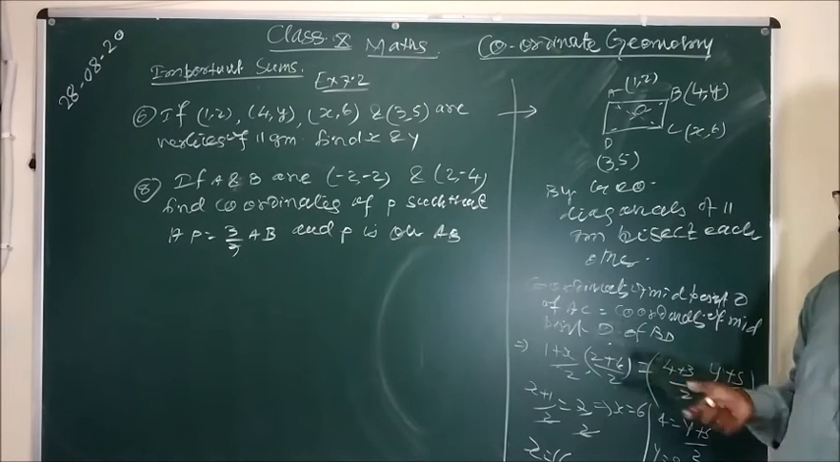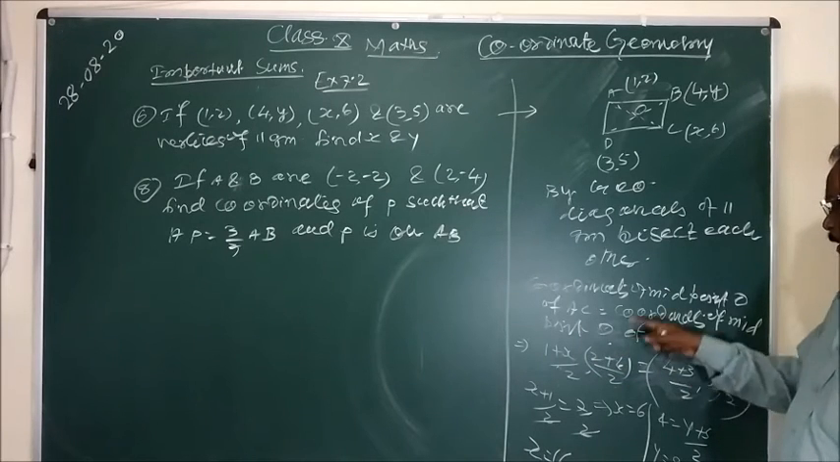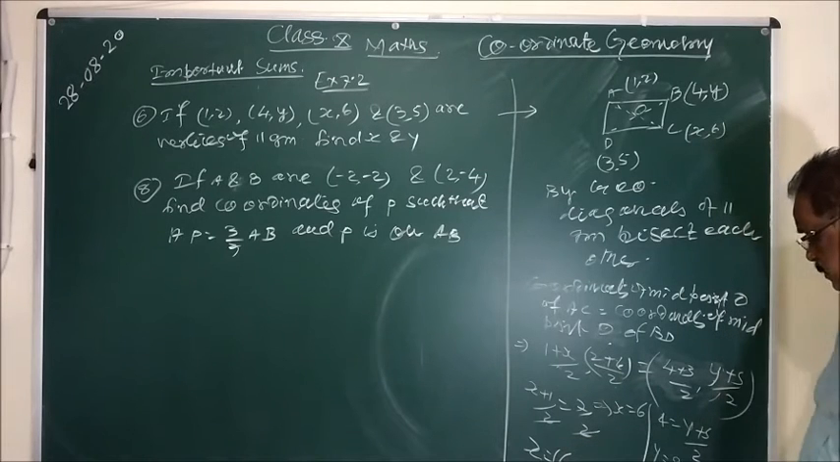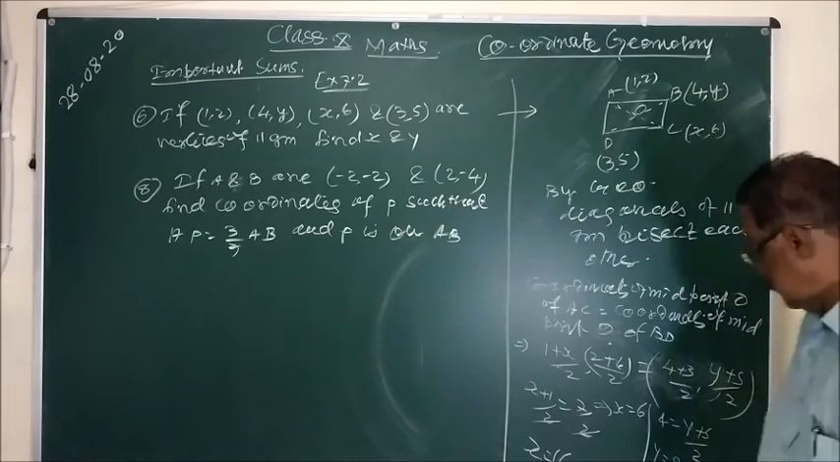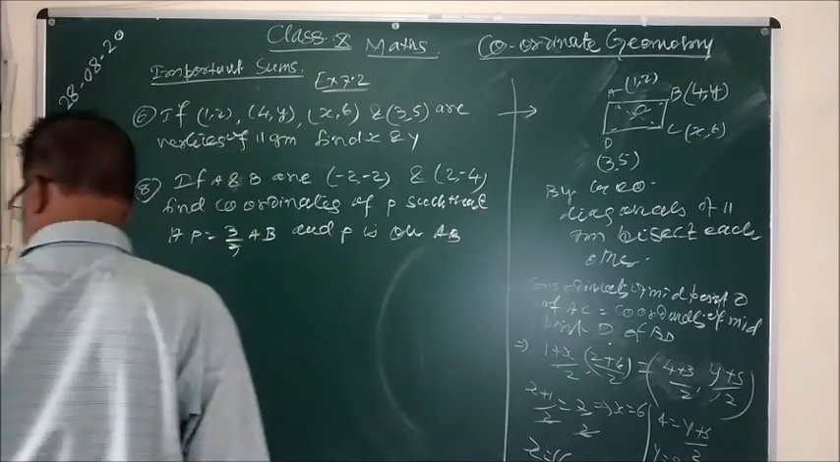Since O is the same point, both will be equal: abscissa equal to abscissa, and ordinate equal to ordinate. By simplifying, you are getting x equal to 6, and by cross multiplying, you are getting y equal to 3. This is the solution of question number 6.